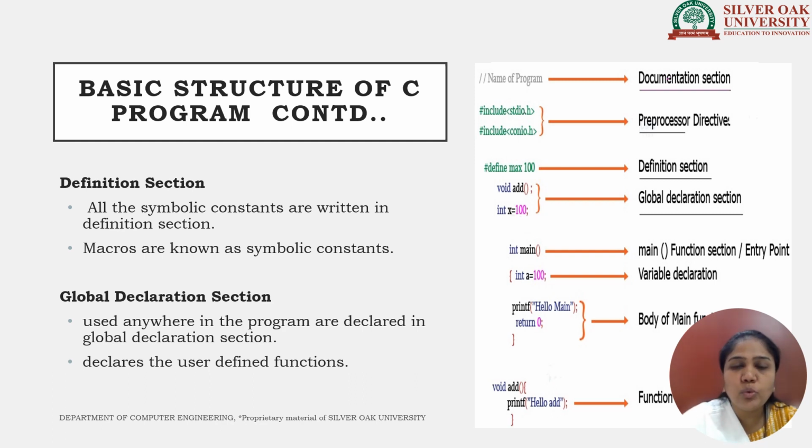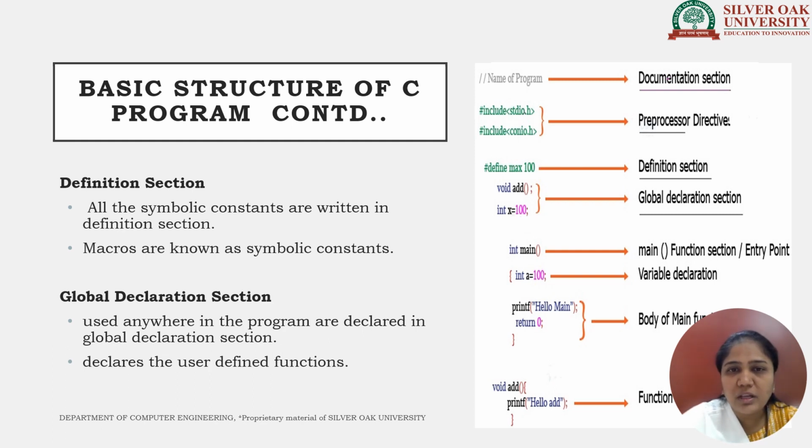So what we are doing is simply making one symbolic constant max for our whole code, which has the value 100. That means, in our whole program, whenever we use the word max, that max will have the value 100. All the symbolic constants are written in the definition section. In the main code or in the subprograms, we declare variables, and the values of variables can be changed. But when we define something with the help of the #define directive, the value cannot be changed.